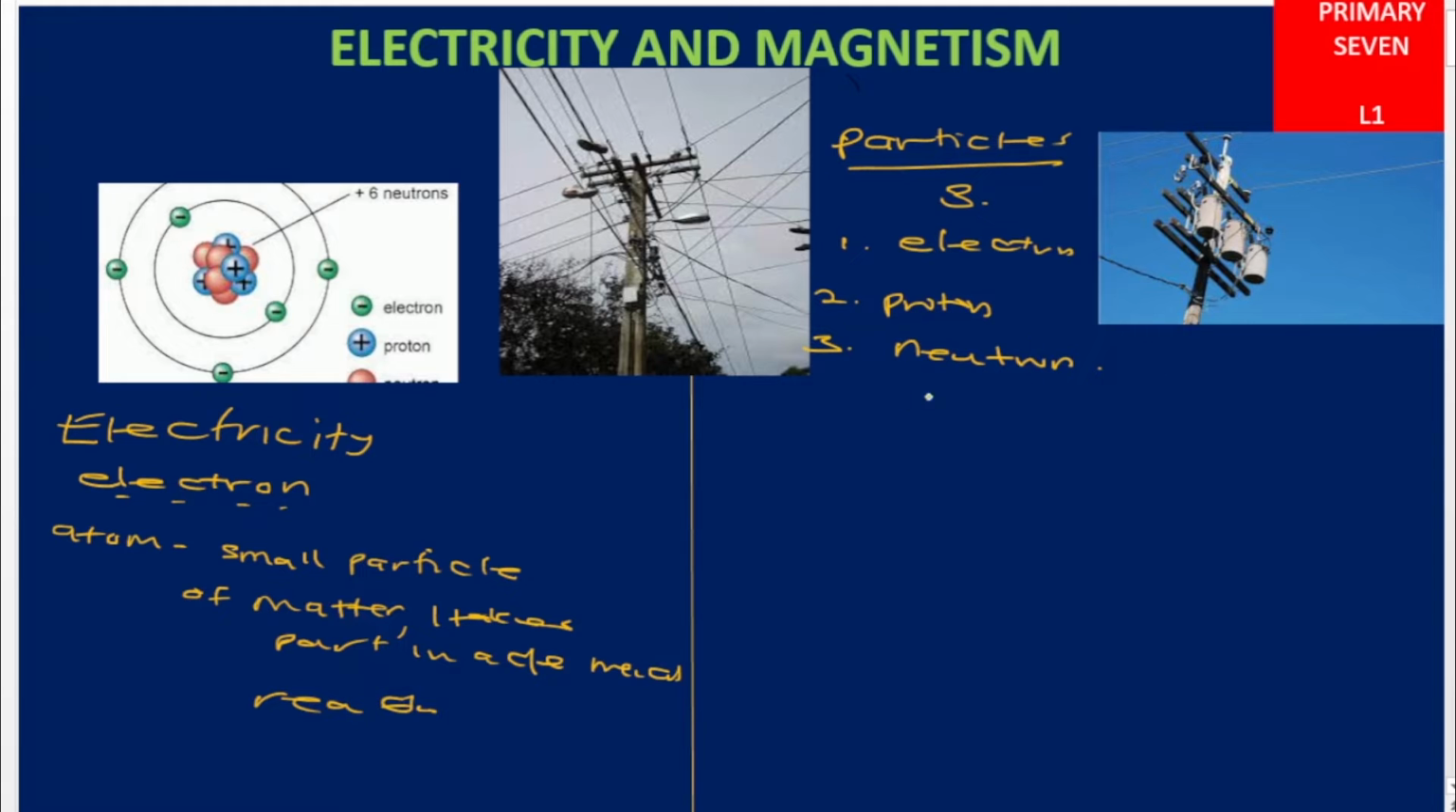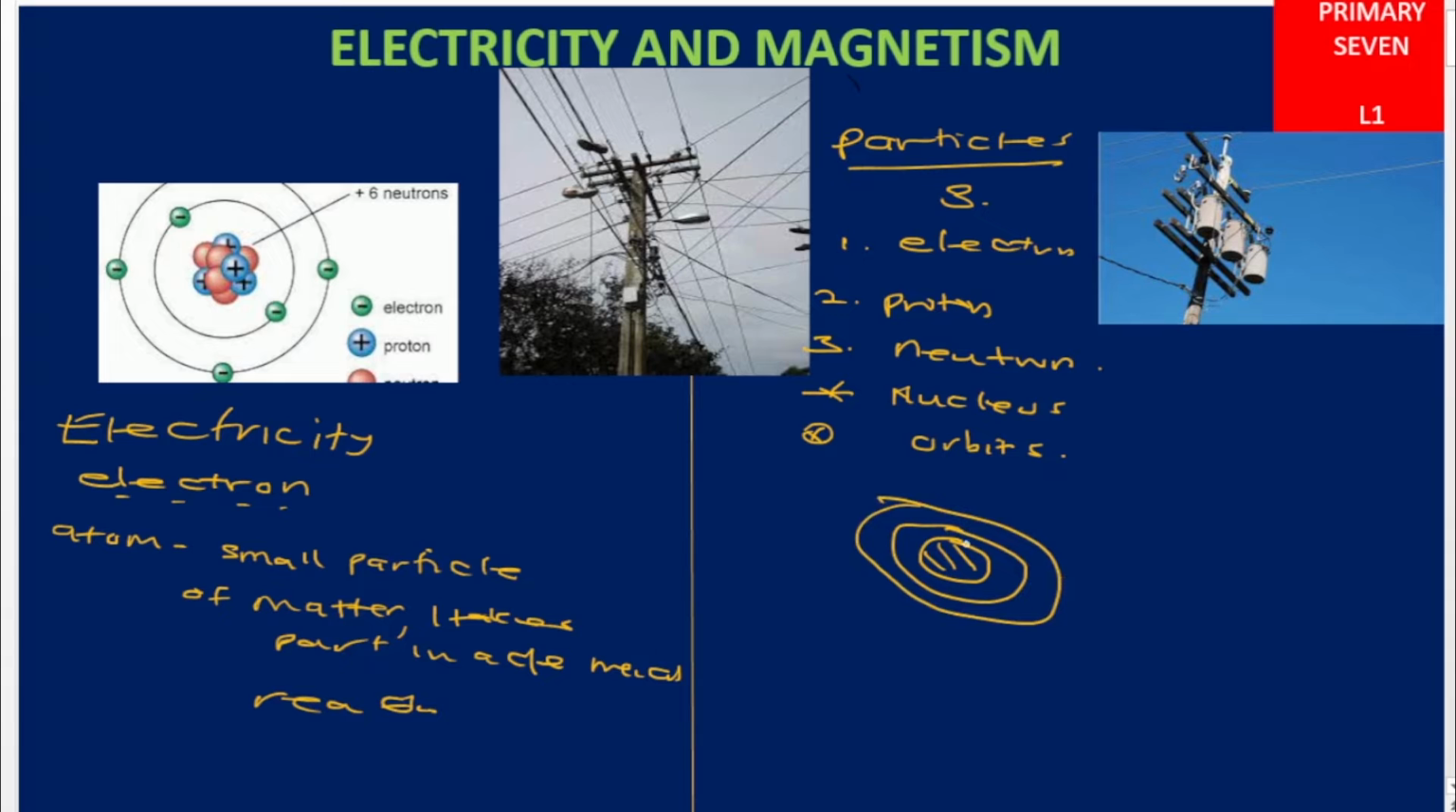Now this atom has parts. There is the part which we call the nucleus, the center. Then the nucleus is surrounded by rings, and these rings we call the orbits. Let me take a simple diagram of this atom. If I draw, this is my center of the atom, and around this center we have the orbits. These circles here are what we call the orbits, and this is the nucleus.